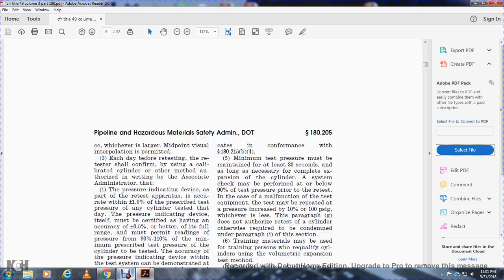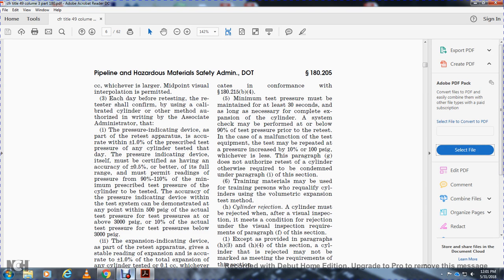Each day before retesting, the retester shall confirm, with a calibrated cylinder or other method authorized by the association administrator, that the pressure indicated by the retest apparatus is accurate within plus or minus 1% of the prescribed test pressure for the cylinder tested that day. The pressure indicating device itself must be certified and have an accuracy of plus or minus 0.5% of full range. It must permit reading of pressure from 90% to 110% of the minimum prescribed test pressure of the cylinder tested, and the accuracy of the pressure indicating device for the test system must be demonstrated at any point with a 500 psi gauge.